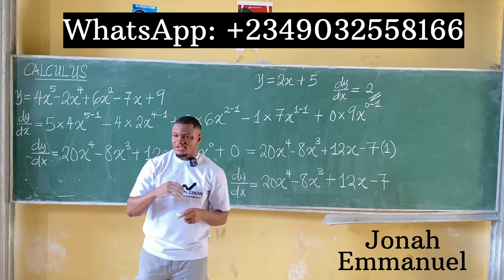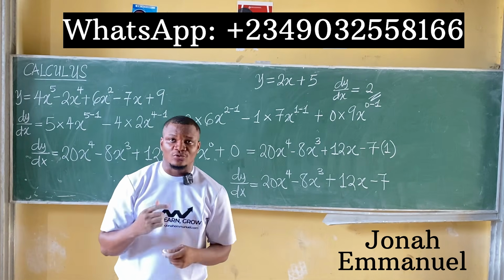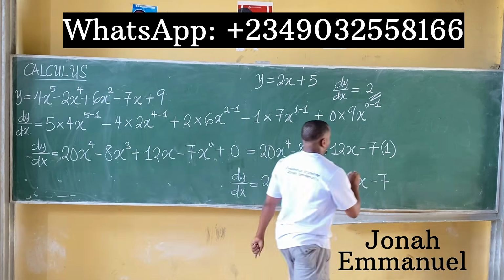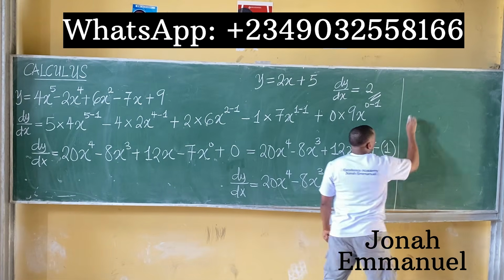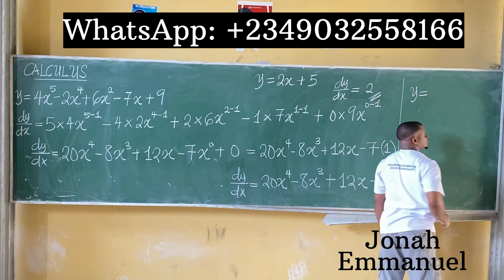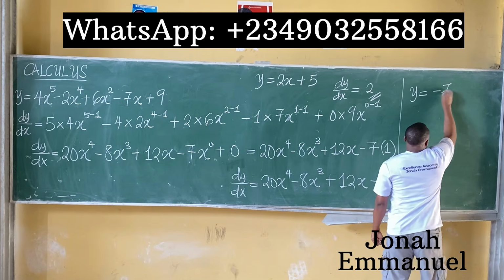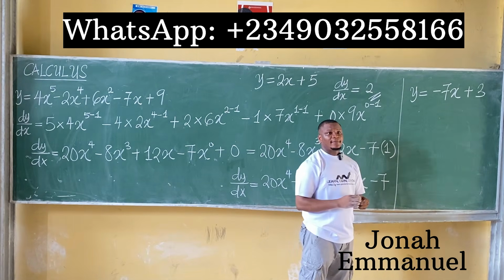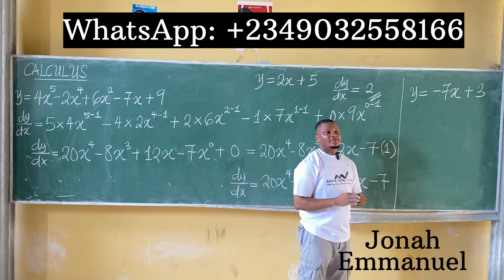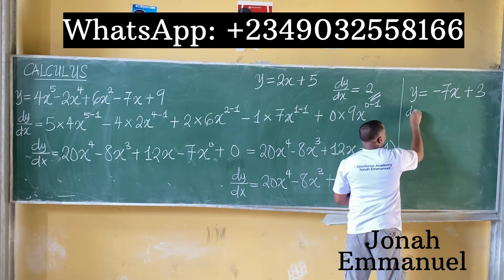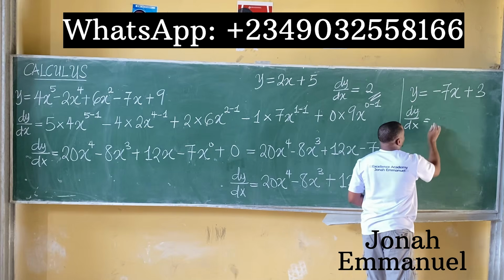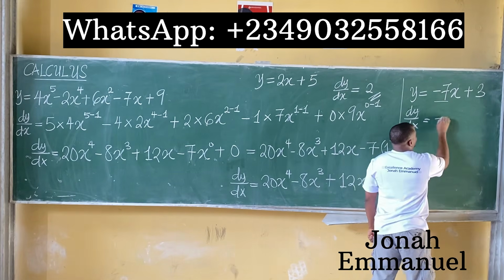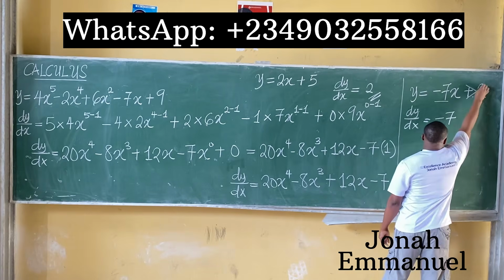Now I'm trying to be very slow and I'm teaching from scratch. Soon I'm going to run. So please take note. If I have y equal to minus 7x plus 3, what's dy dx here? Minus 7. So dy dx will be equal to this term. Minus 7, constant, it will go off. So that's your answer.